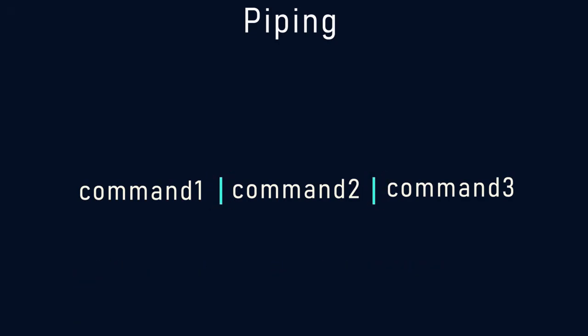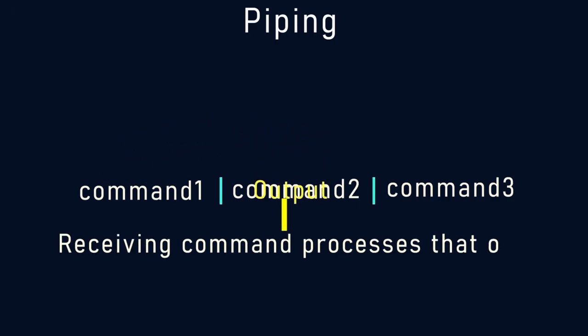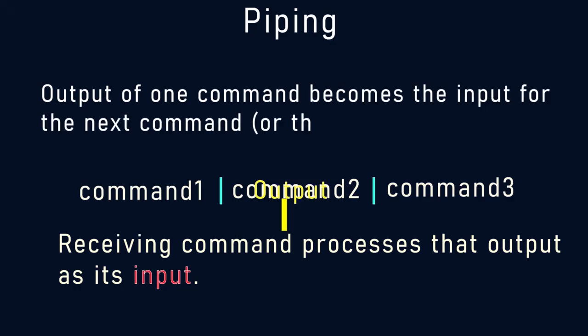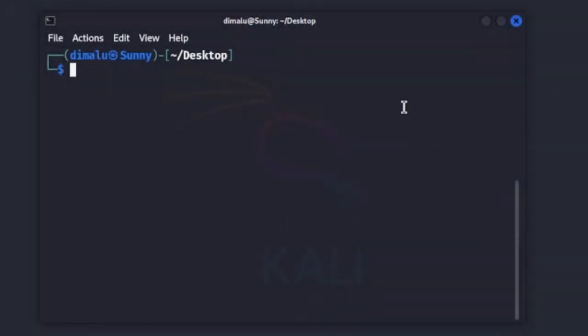When one command sends its output to another command, the receiving command processes that output as its input. This essentially means that the output of one command becomes the input for the next command, or the receiving command. Now let's jump into the practicals.